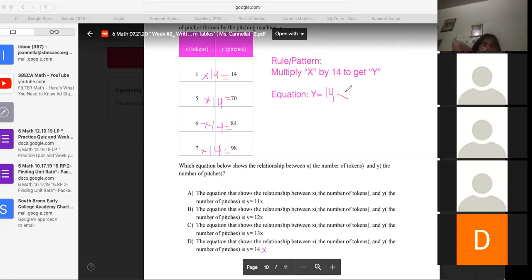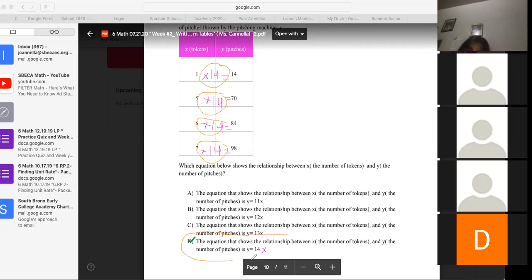So what answer? D. Okay, Y equals 14x. You should pick answer D because you're multiplying by 14, by 14, by 14. You're multiplying the tokens, which is your X, in order to get your Y. Hence, this is why you pick D. So again, I put a correction with an X. You better write that on your paper.